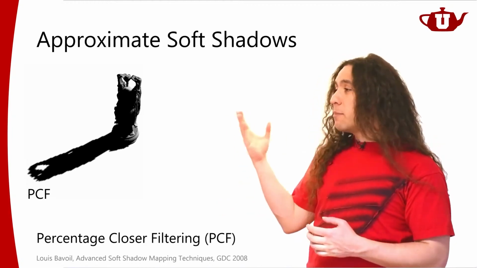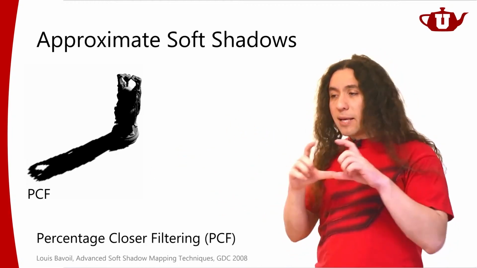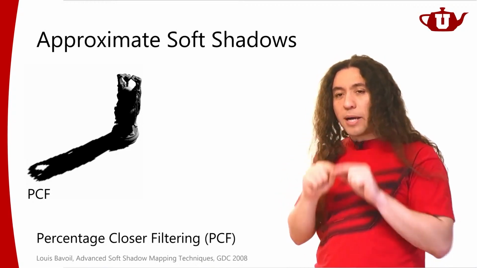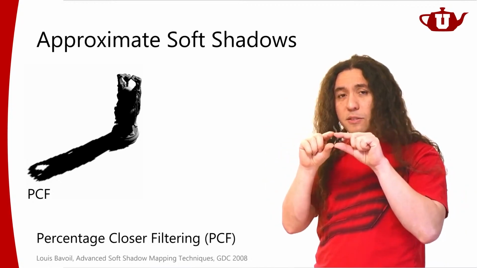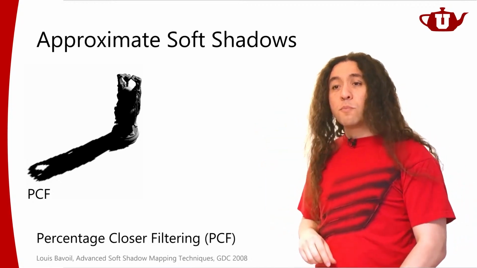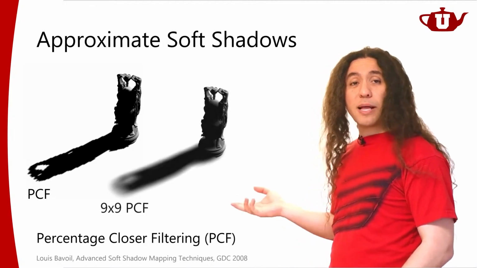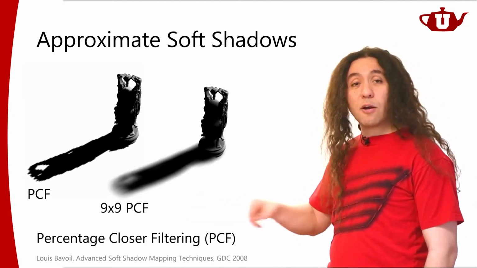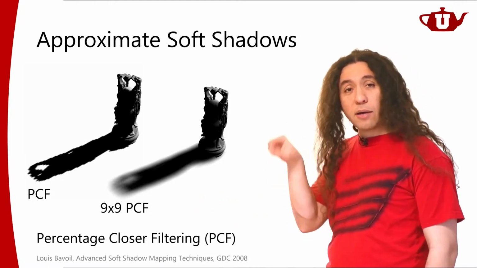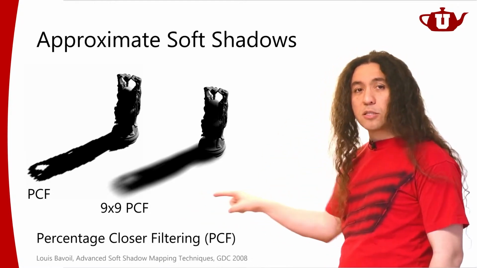So I can take percentage closer filtering, and instead of doing a 2x2 region, or the 1x1 bilinear filtering region, I can extend it to a larger portion of the depth map. For example, I can look at a 9x9 region around the pixel, around the ideal sample location.